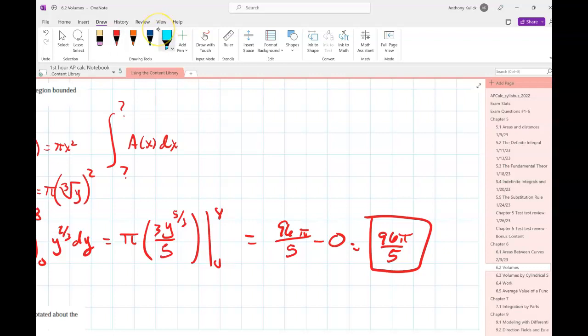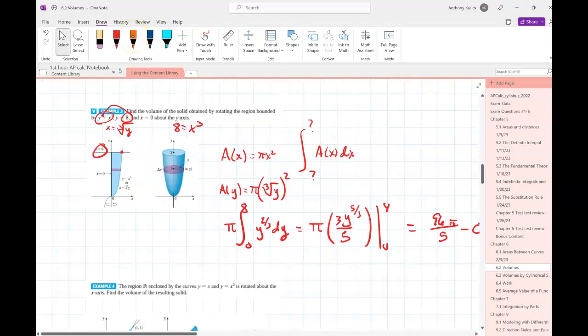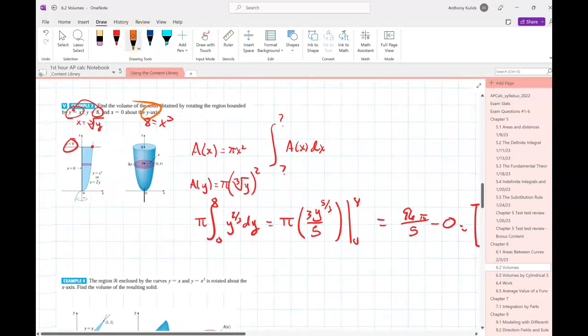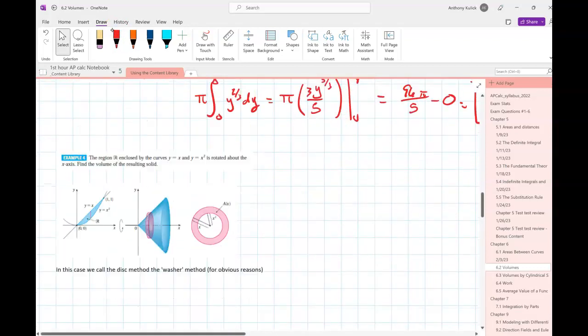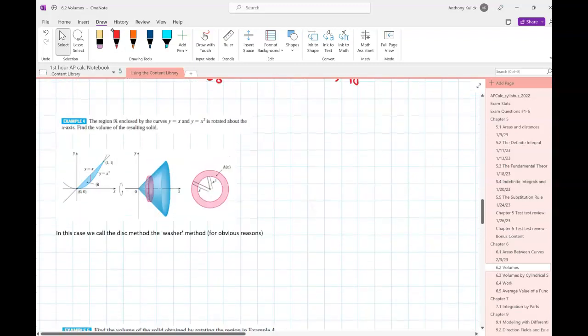As a hint, in general, if you're rotating about the y-axis, probably want to integrate with respect to y. If you rotate about the x-axis, probably want to integrate with respect to x. That is usually, the vast majority of the time, the preferable option. So that's nice at least, right? That in general, that's some place to start, because oftentimes, again, that stuff is the hardest part.